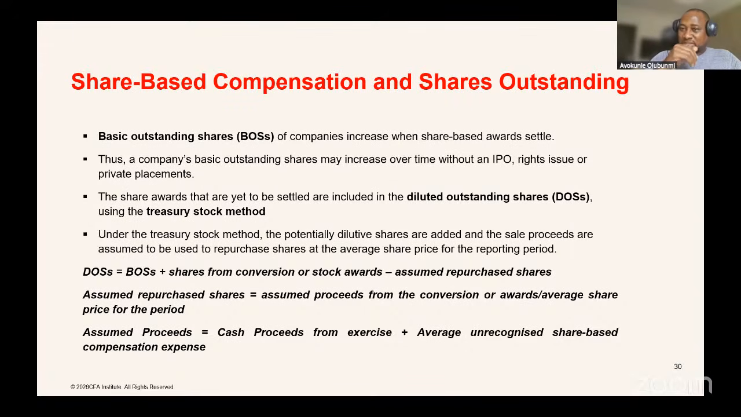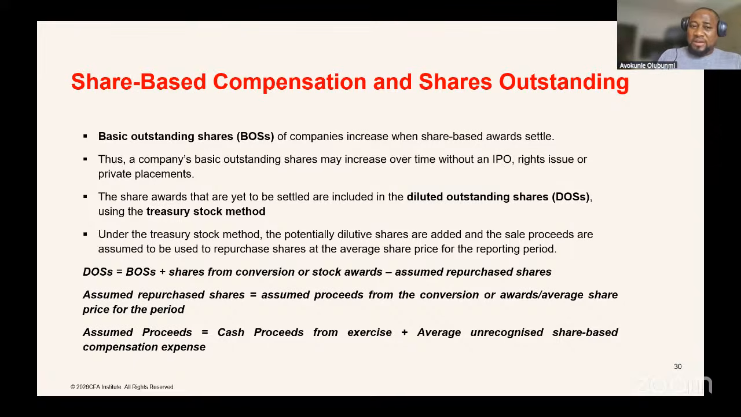For your diluted outstanding shares, remember we use the treasury stock method that you learned in level 1. And what does the treasury stock method do? We are saying that all the potential securities that you think might turn into outstanding shares, we are going to add together. Then, if there's one that you think is going to reduce the number of outstanding shares in the future, you reduce it, to get your diluted outstanding shares.